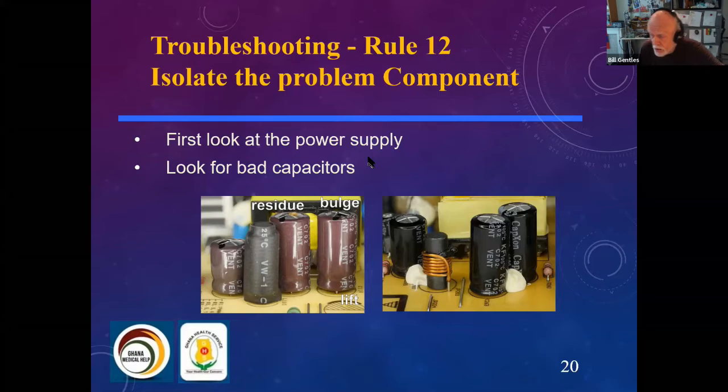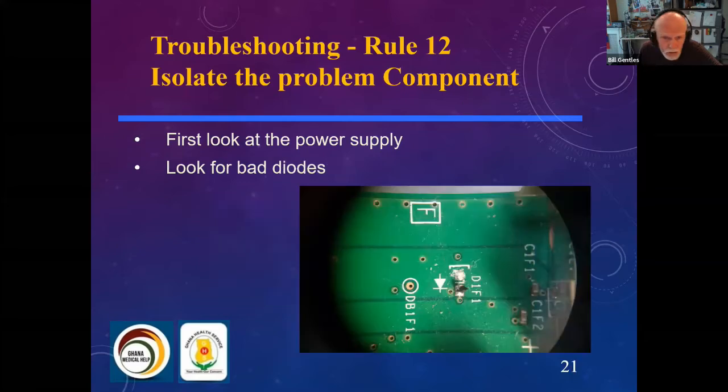And these are very common problems with power supply boards. And we'll get into some real-life examples that some of our Ghanaian colleagues have submitted at the end of the formal presentation. Rule 12, again, looking for problem components, and bad diodes is another common issue in a power supply.